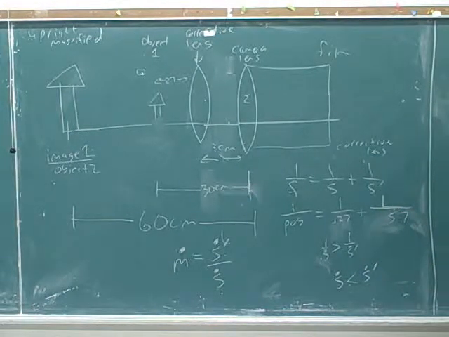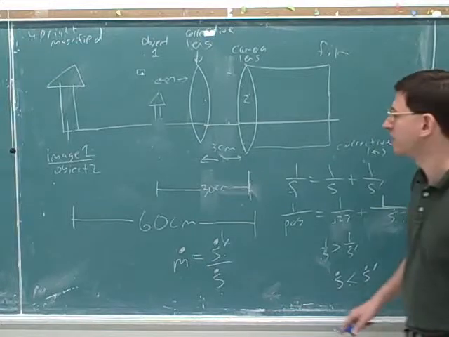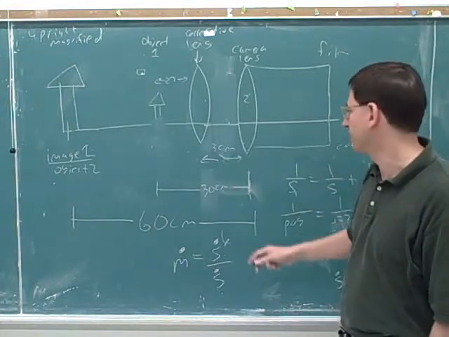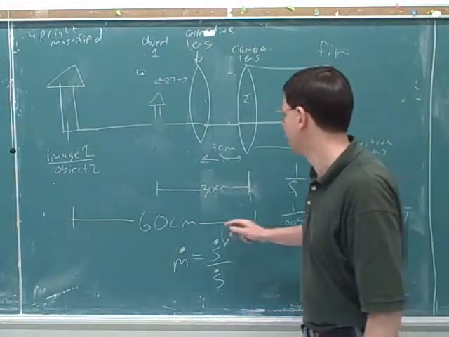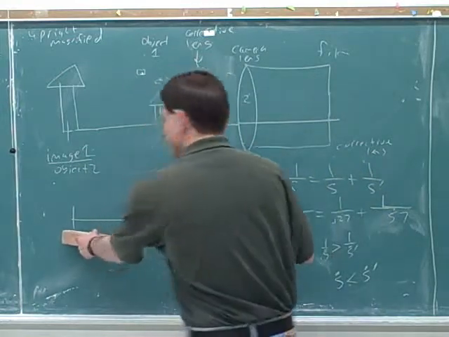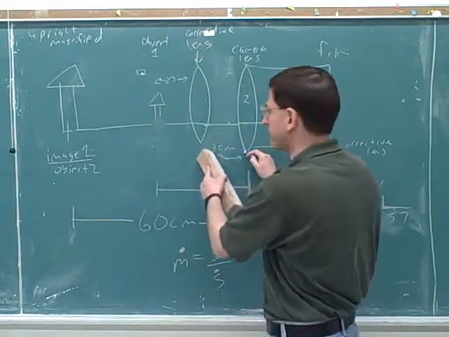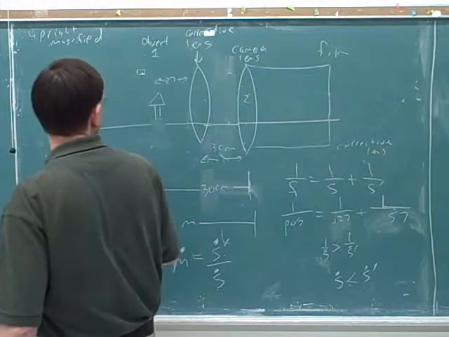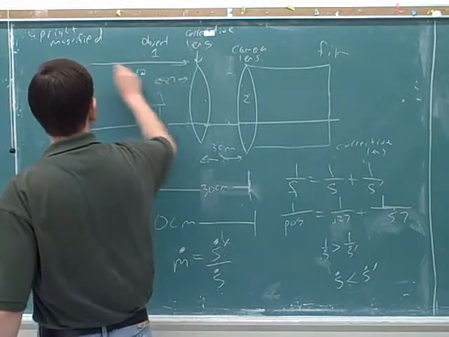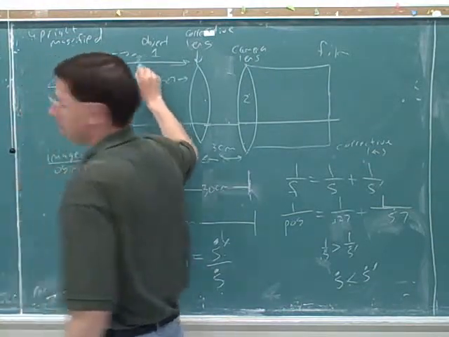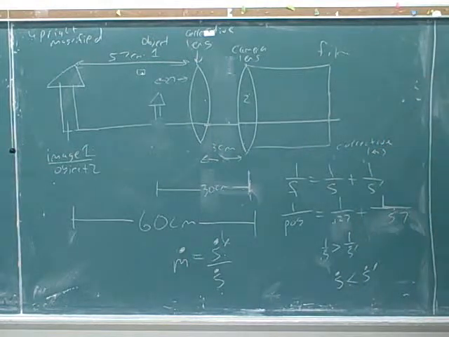Like this? Yeah, that's good. 60 centimeters. Now, the key thing is just to see it from the picture, right? You can see right from the picture here that this distance is 57, because this total distance is 60, and we subtract the 3 to get the 57. So what would I write for S prime? Minus 57. That's what I was getting.